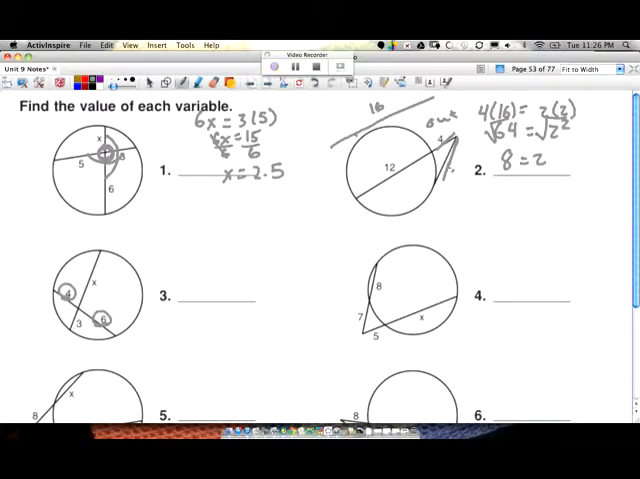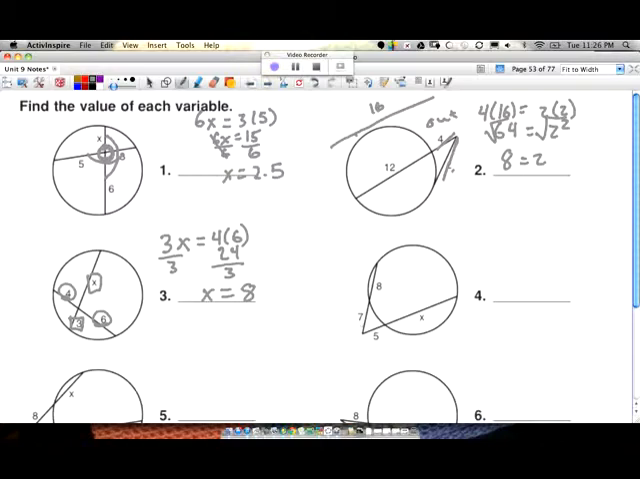All right, let's look at this one. We see the 4 and the 6, and then we got the 3 and the x to be multiplied. So 3 times x equals 4 times 6, because we're inside, so we're just going to do the end pieces. And that's 24, so we're going to divide both those sides by 3, and we have x equals 8. Cool.